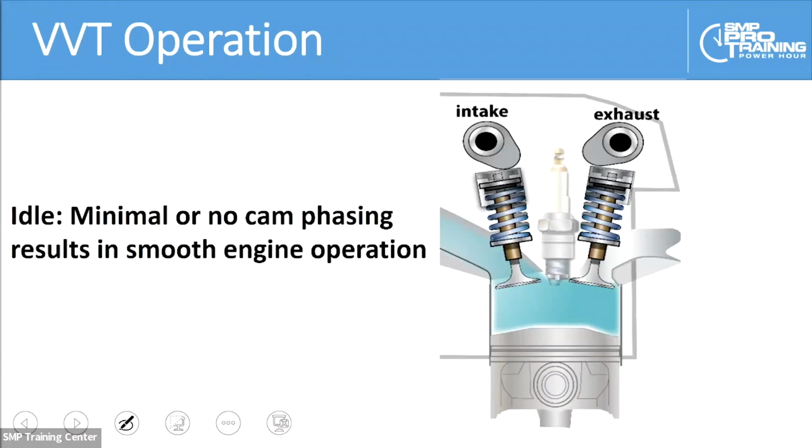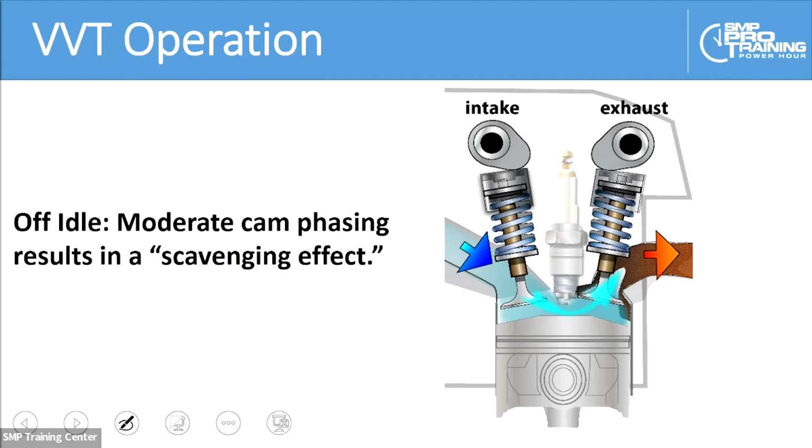Taking into account that there's going to be some variation in operation from one engine to another, in most cases the control strategy at idle will be minimal on some engines. In fact, some engines will have no cam phasing at all at idle. However, the vehicle we're going to look at at the very end of this class does phase the camshafts at idle, which is going to be part of our diagnosis on that particular engine. But nevertheless, this minimal or no cam phasing is going to result in smooth engine operation at idle.